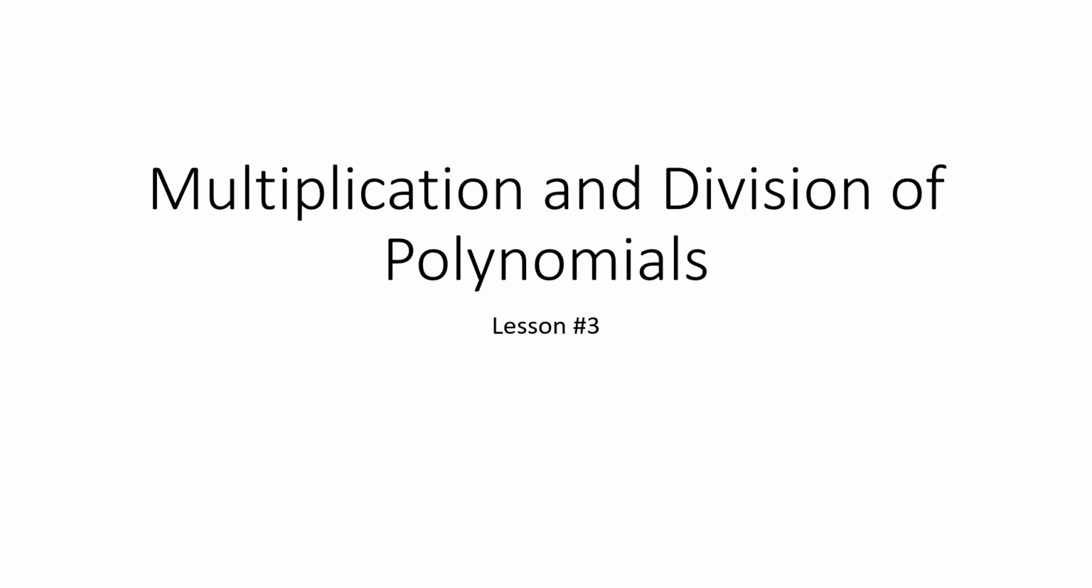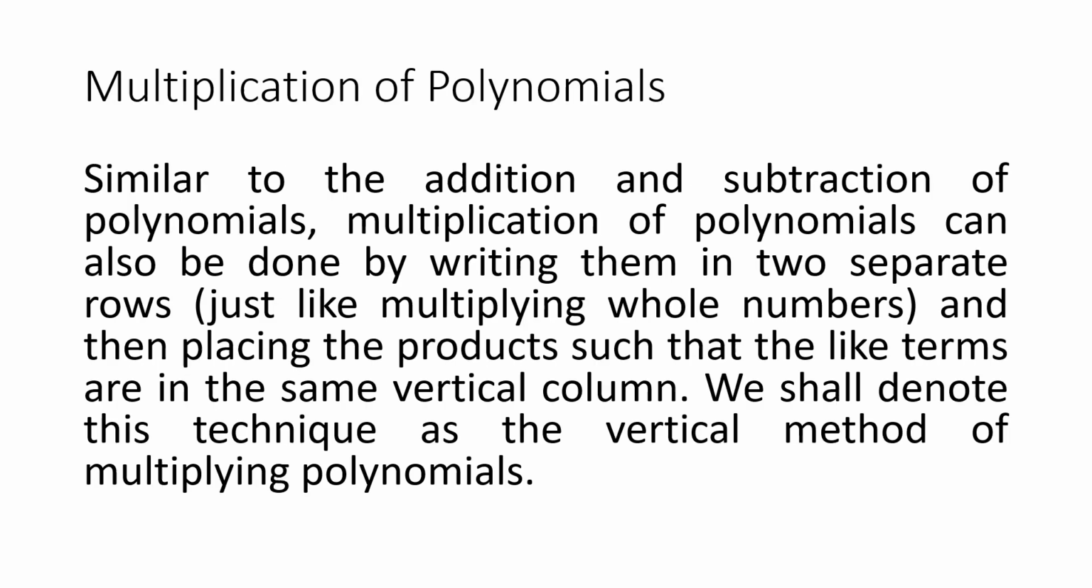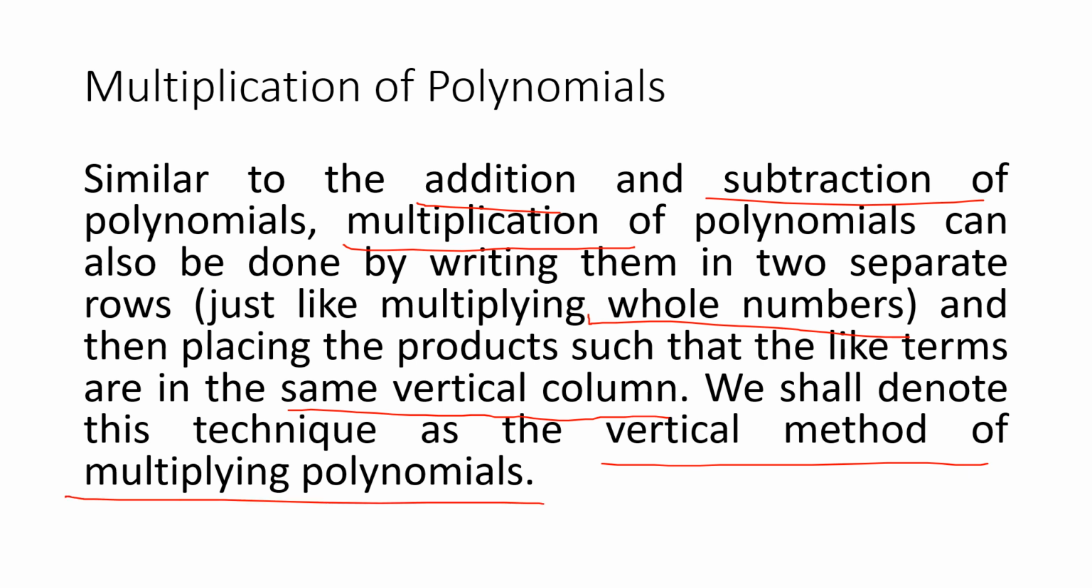For the second part of our lesson about polynomials, we'll be discussing multiplication and division of polynomials. Similar to the addition and subtraction of polynomials, multiplication of polynomials can also be done by writing them in two separate rows, just like how you multiply whole numbers, and then placing the products such that the like terms are in the same vertical column. We shall denote this technique as the vertical method of multiplying polynomials.